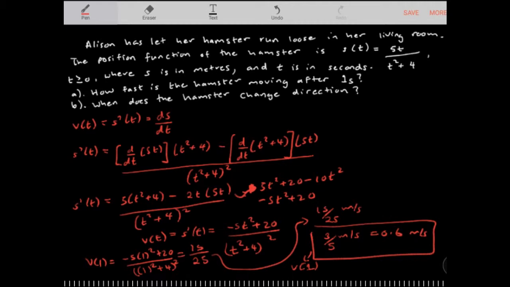Now, when does the hamster change direction? This is a very important concept to understand. When does the velocity become 0? You basically want to figure out when the velocity function is greater than 0, and in the other intervals the velocity function will be less than 0. When the velocity function has a different sign, that means the object is moving in a different direction.